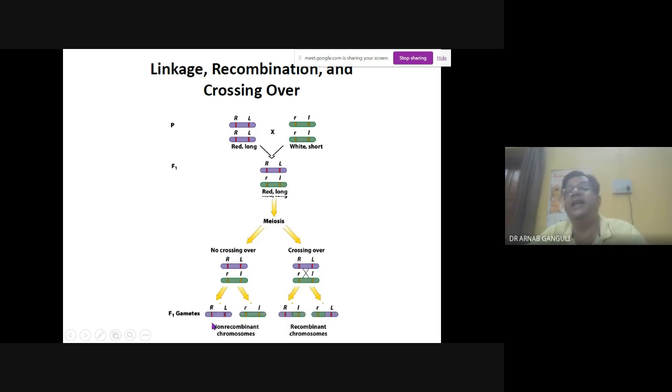So the result is the F1 gametes are of four types. One gamete has the capital R and the capital L. One gamete has the small r and the small l. And these are no crossing over. These are the parental gametes which have come. And the other ones, where crossing over has taken place, you have capital R, small l, and small r, capital L.